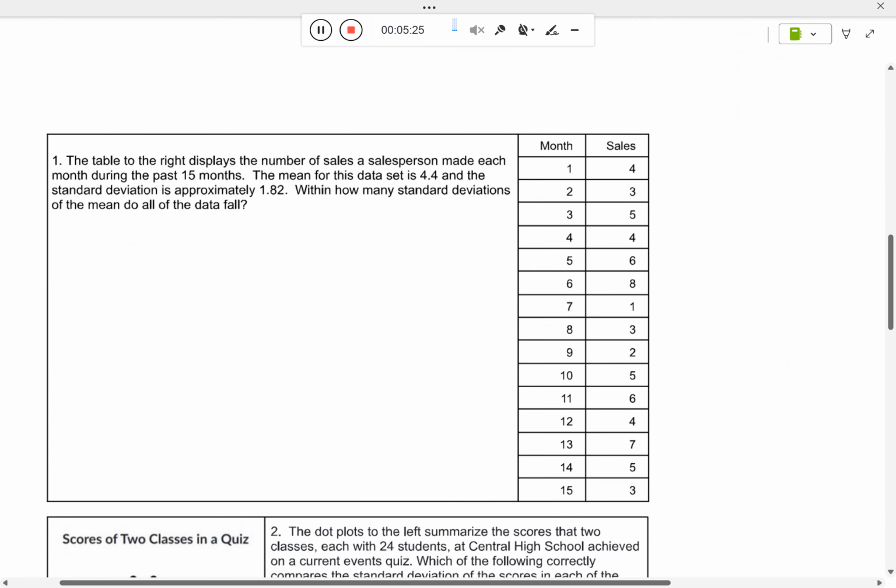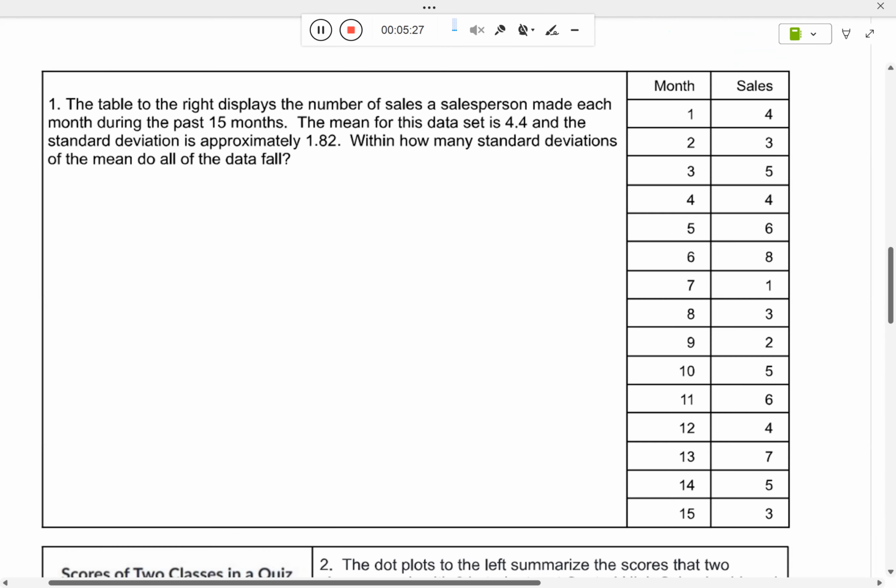What we want to do now is take a look at the types of questions that you want to be able to answer, both because that's what you'll see in your homework and also because these are the types or the level of questions that you might see on an SAT.